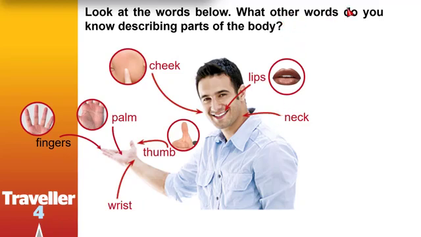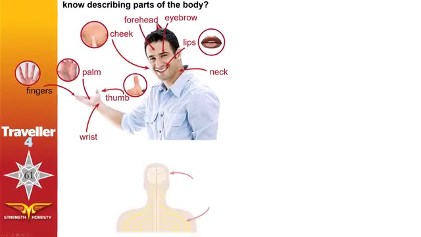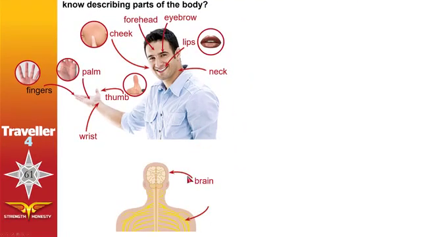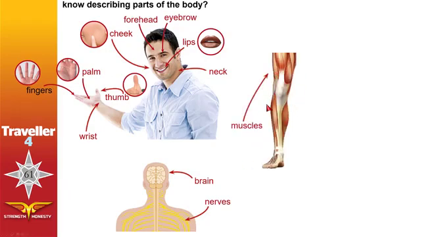Now, do you know other words that we can add? I know. Eyebrow. This is the eye, and this hair is called eyebrow. And this is the forehead, forehead. This is the brain, and these are the nerves. Nerves are what carry messages between the brain and the body parts. Nerves. And these are muscles. No C. Muscles.